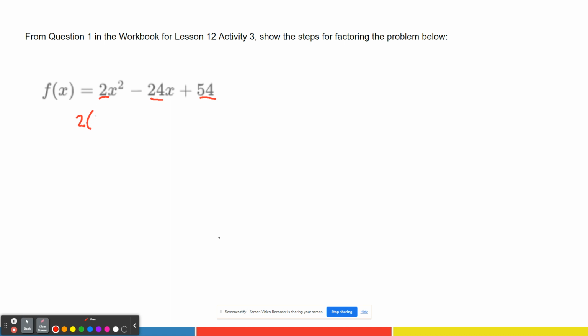2x squared divided by 2 is just going to give me x squared. And then negative 24x divided by 2 is going to be negative 12x. And then positive 54 divided by 2 is going to be positive 27. Okay, so the first thing, I just took out that 2.